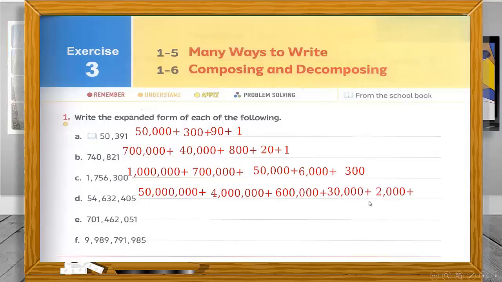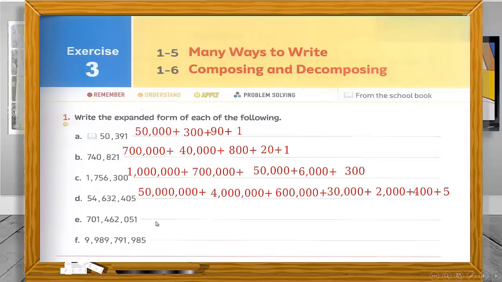In the last period we have 4 in hundreds. Write 4. 0 in tens place, so we write nothing here. And in the last place we have 5. Next number we have 3 periods: 701,462,62,051. Start from the left side.